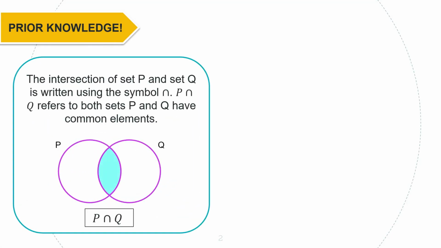Okay, the prior knowledge is what we have learned before. Like this, the intersection of set P and set Q is written using the symbol. This symbol is intersection. P intersect Q refers to both sets P and Q have common elements. Okay, if you're using Venn diagram, it's just like this. Okay, you must know what is the intersection of set.